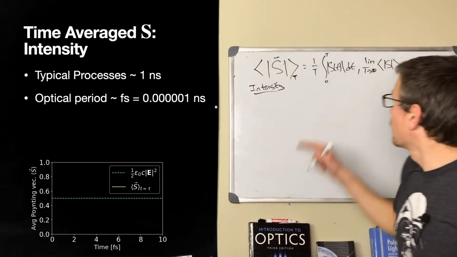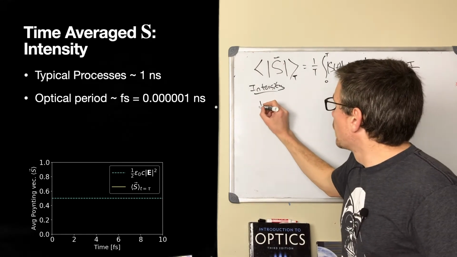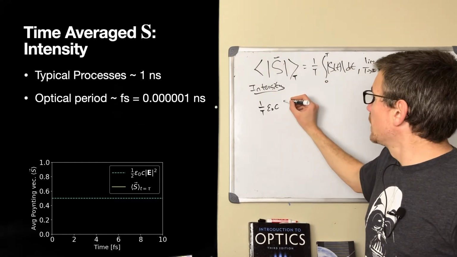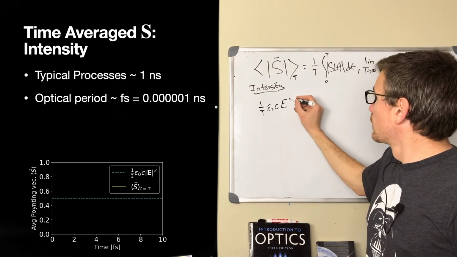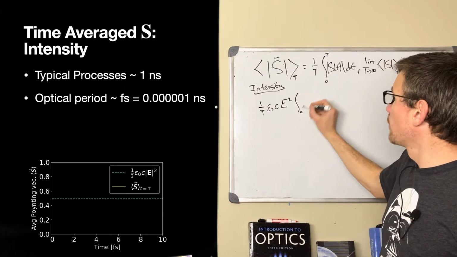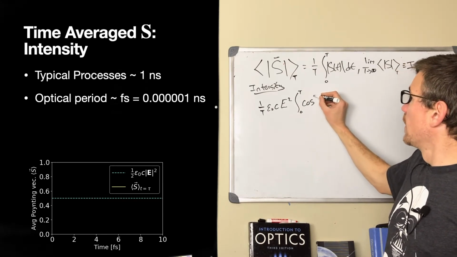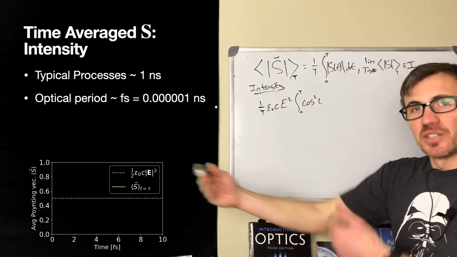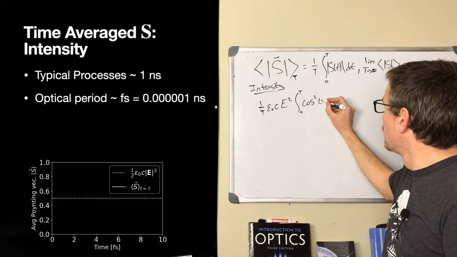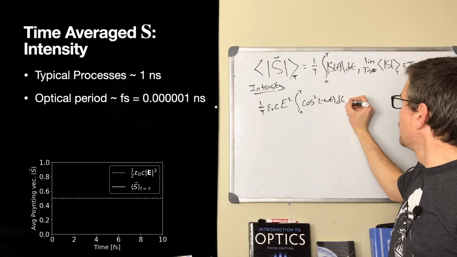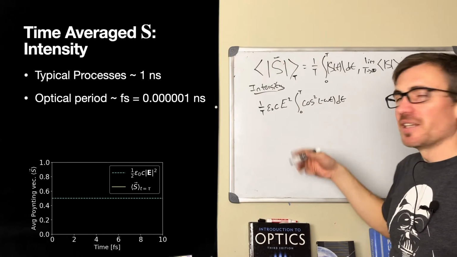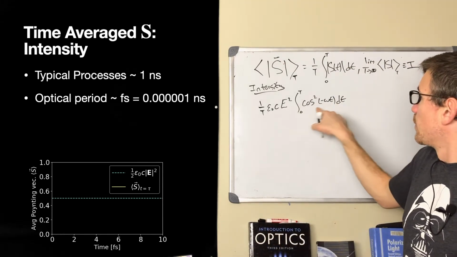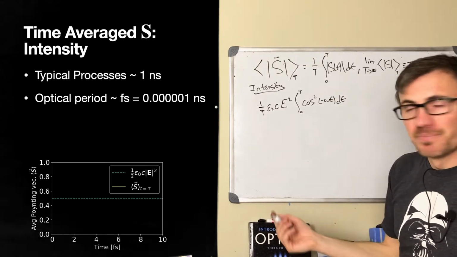Okay, so let's dig into that a touch. Let's calculate this now. So we have 1 over T times epsilon naught, I'll use this form, c times E squared, times the average of this cosine squared of kz minus omega t. Let's just call kz equals 0. It's not going to affect the average, the starting point, minus omega t dt. Cosine of minus omega t is the same as cosine of omega t, but forget about that. We'll just leave it in there. And we need to calculate this integral.